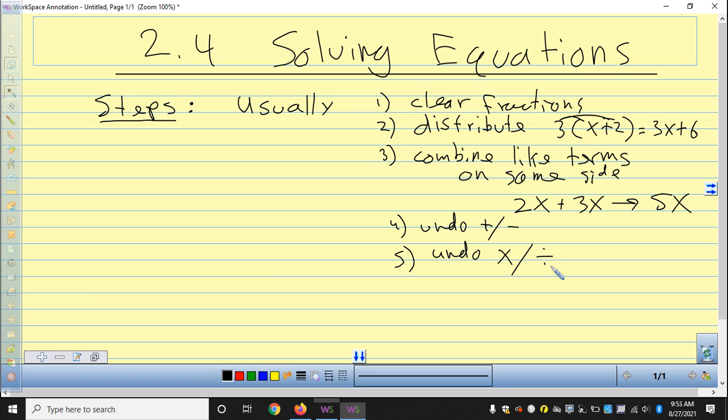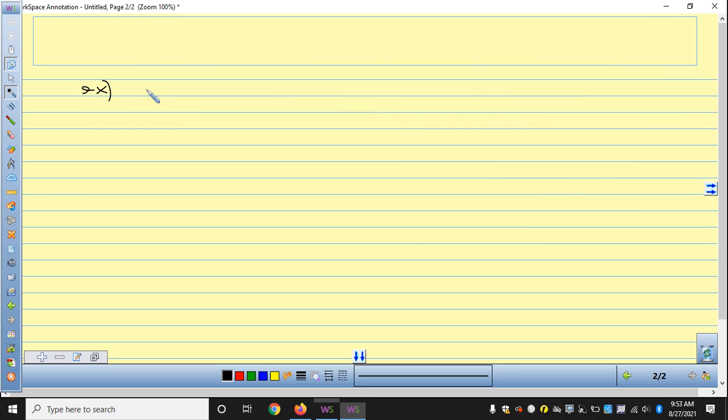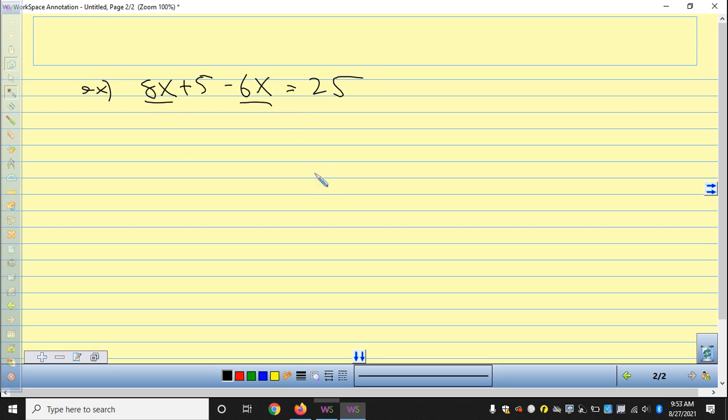So I want to go through some examples of those different kinds of equations. But still the goal is to get x, get whatever the variable is, by itself. So let's look at these. So I have 8x plus 5 minus 6x equals 25. Well, I don't have any fractions. That's good. I don't have any parentheses where I might need to distribute. That's good. Do I have some like terms? Yeah, I have this 8x and this minus 6x.